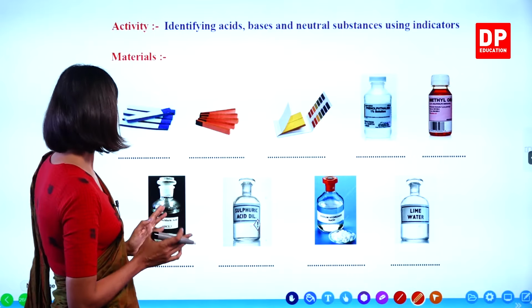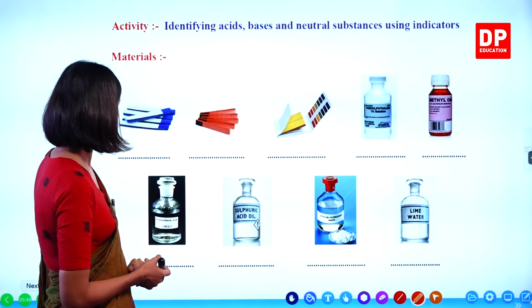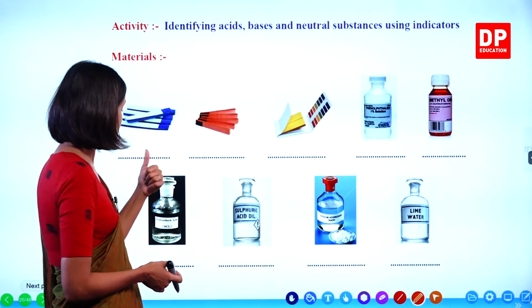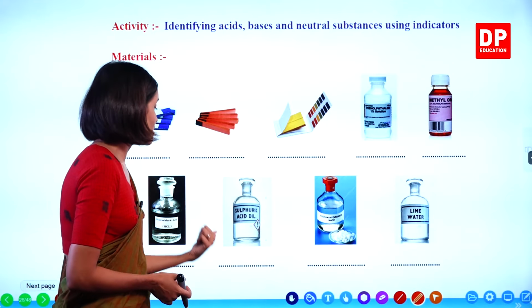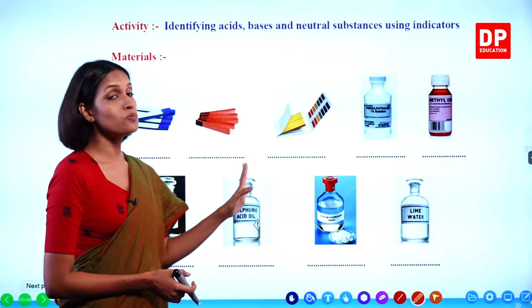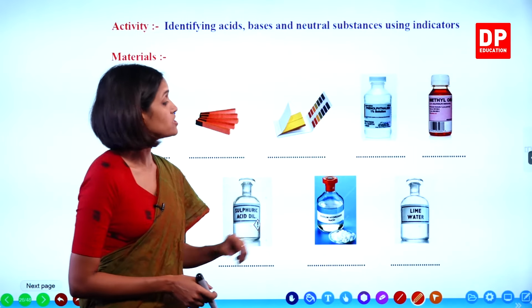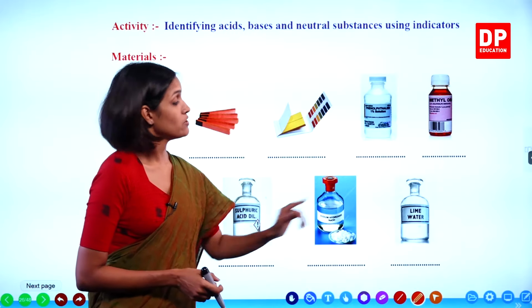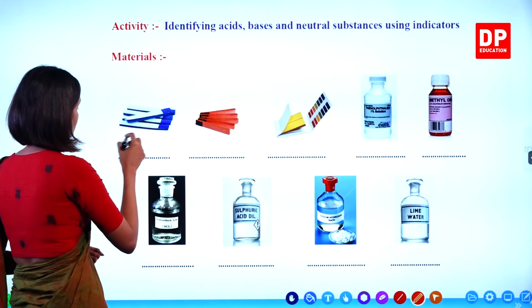And as the solutions we are going to use 2 acids and 2 bases, okay? The 2 acids we are going to use are dilute hydrochloric acid and dilute sulfuric acid, and as 2 bases we are going to use dilute sodium hydroxide and dilute calcium hydroxide, which means lime water. Okay, we will write this.